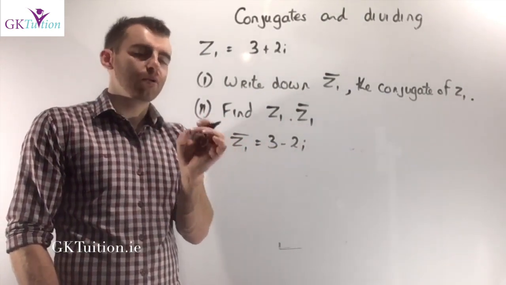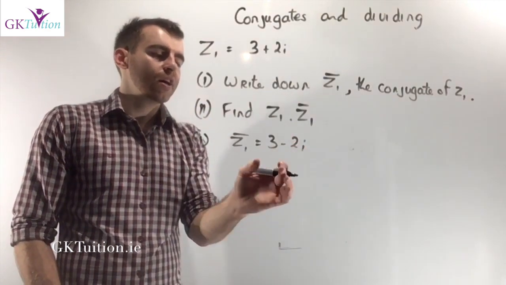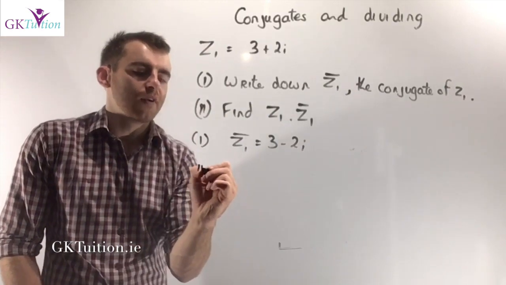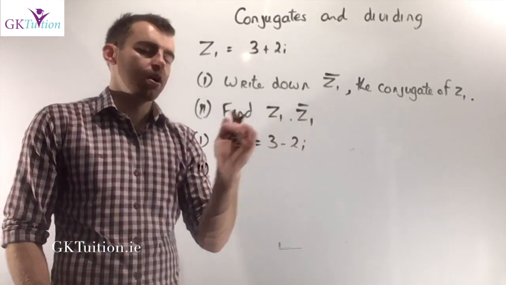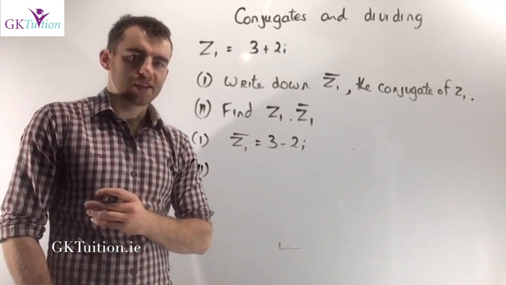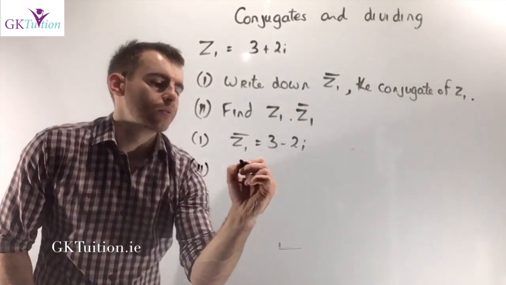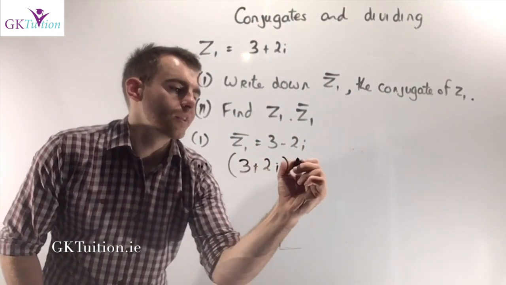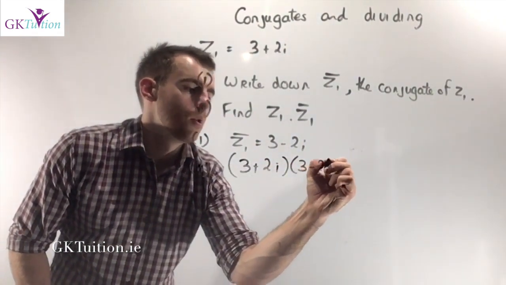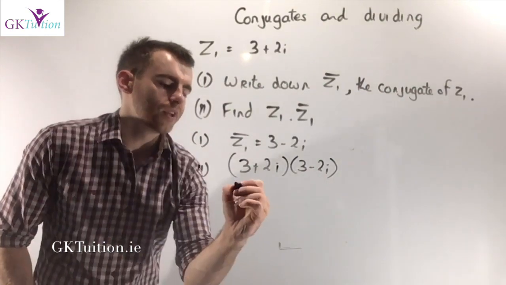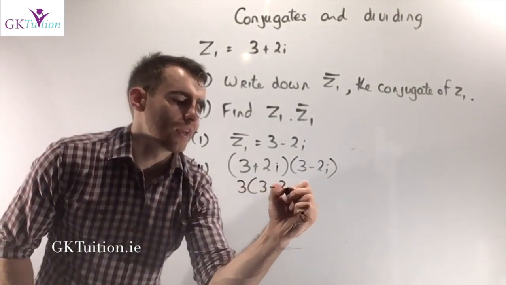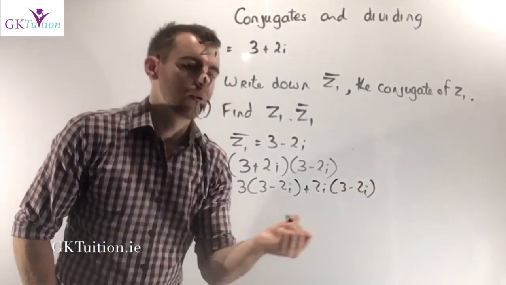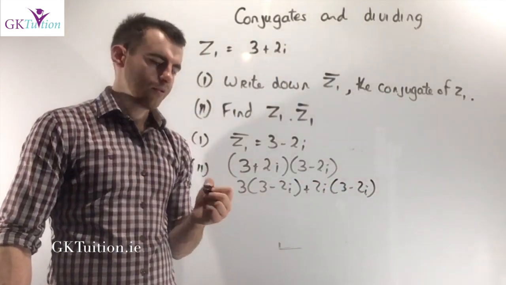Okay, and now it's important you understand how useful conjugates are. So in part 2, I've asked you to multiply Z1 by the conjugate of Z1. So I'm going to go through this example and then give you a few more to do. Supposing I was asked to multiply Z1, which is 3 plus 2i, by its conjugate, which is 3 minus 2i. It's the first thing in the first bracket multiplied by the second bracket. And then the second thing in the first bracket multiplied by the second bracket. And let's just multiply this out.